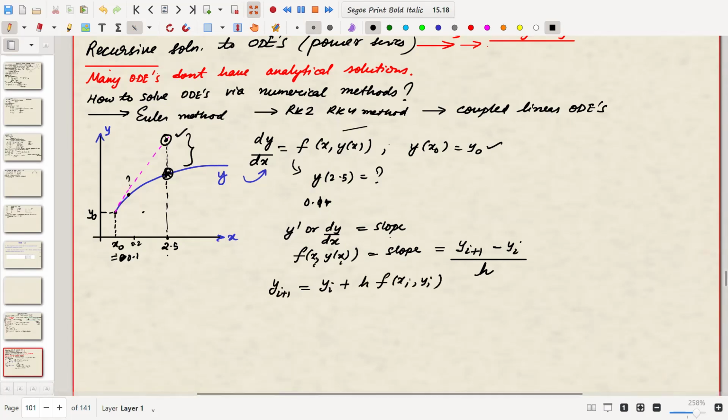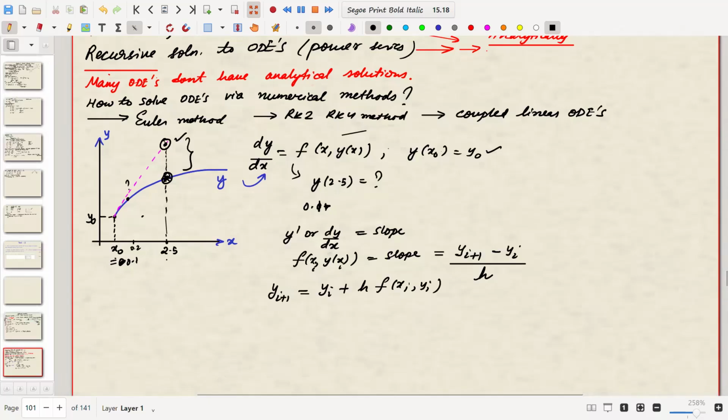Yes, this slope is evaluated at xi, yi, isn't it? You are evaluating the slope at this point so as to predict the new point. So through this simple observation, we derived the solution for differential equations or ODEs via the forward Euler method. That means you are computing or approximating the value of yi plus 1, the future value, based on its past value yi. So this is the Euler method.